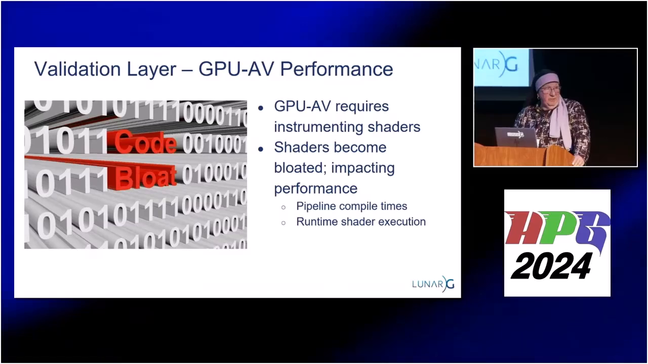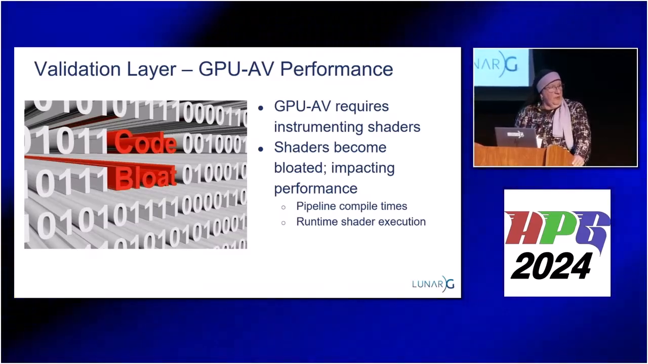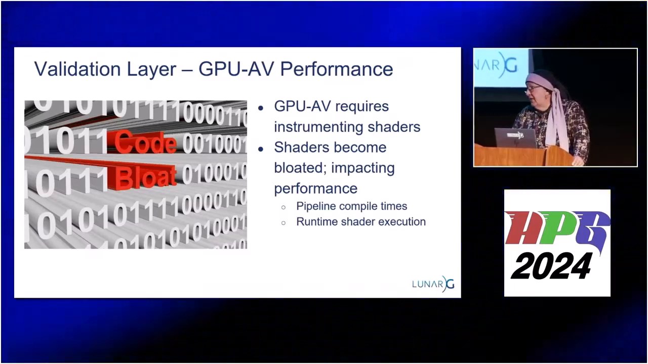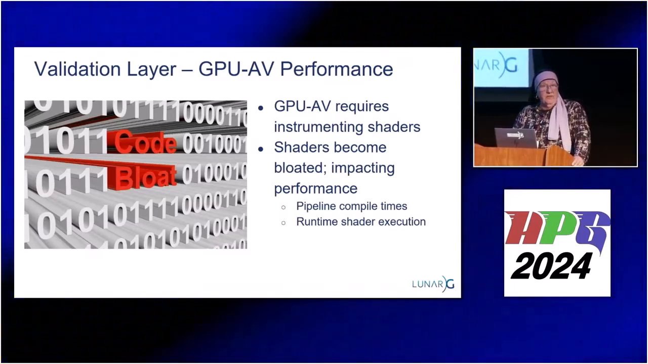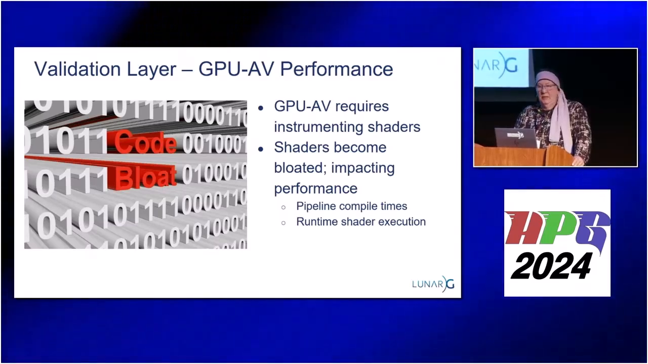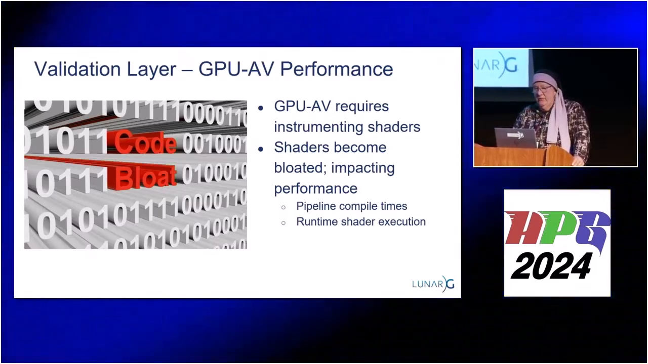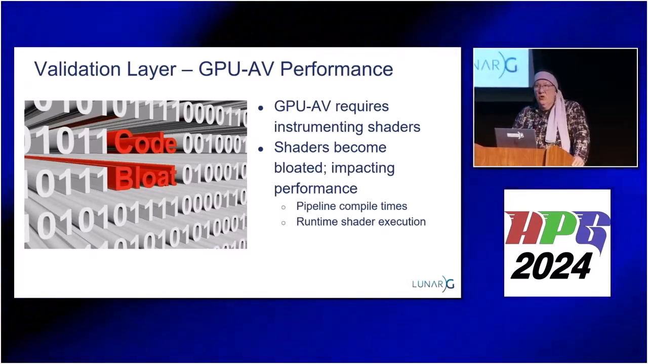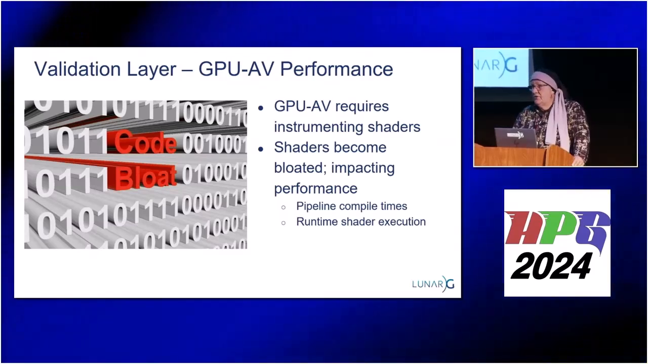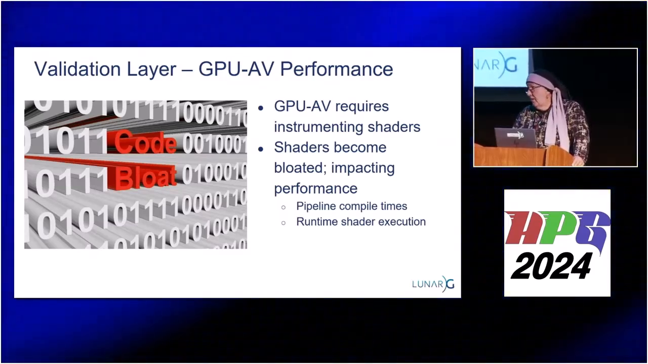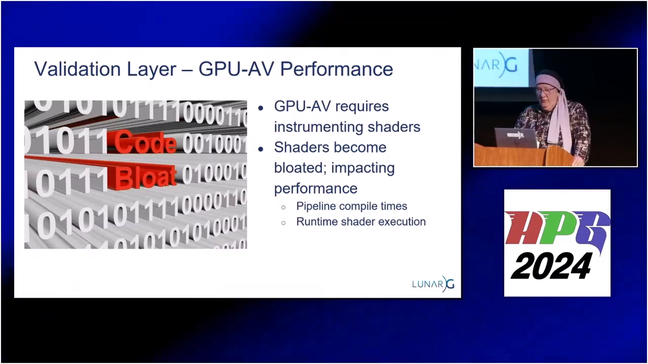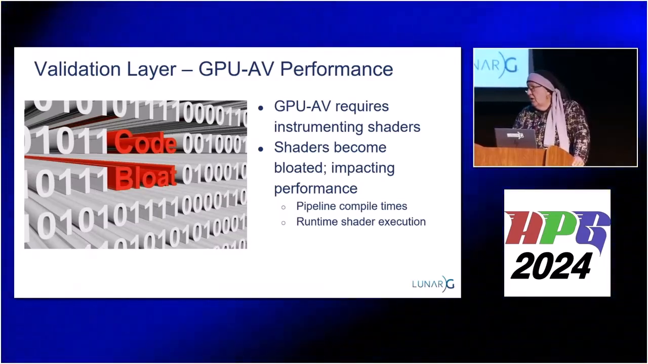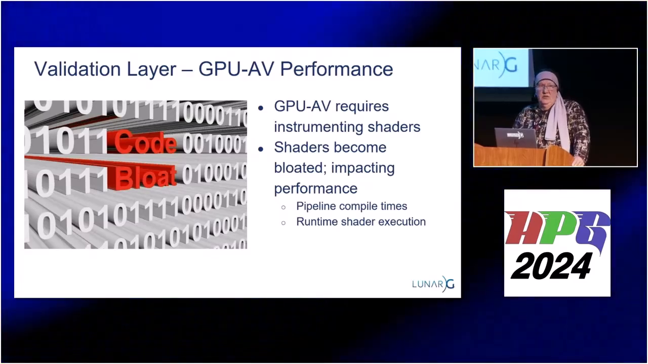I talk about GPU AV, but we have performance issues with the GPU-assisted validation. We have to instrument shaders that will be executed on the GPU to do that validation. This can result in bloating of these shaders, and it can hurt performance: pipeline compile times, runtime shader execution. This is currently top priority for one of my top engineers inside LunarG to investigate this problem and find a way that we can improve the performance, because we have to be able to instrument shaders and do validation on the GPU due to the bindless nature of the Vulkan API.